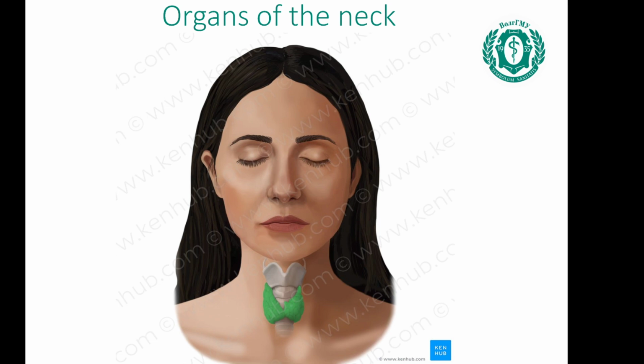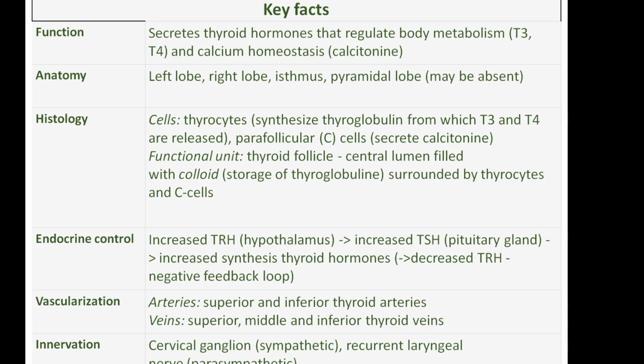Thyroid gland and its location. Key facts about the thyroid gland. Functions. It secretes thyroid hormones that regulate body metabolism and calcium homeostasis. It has 2 lobes, left lobe and right lobe, isthmus and pyramidal lobe. This lobe may be absent.